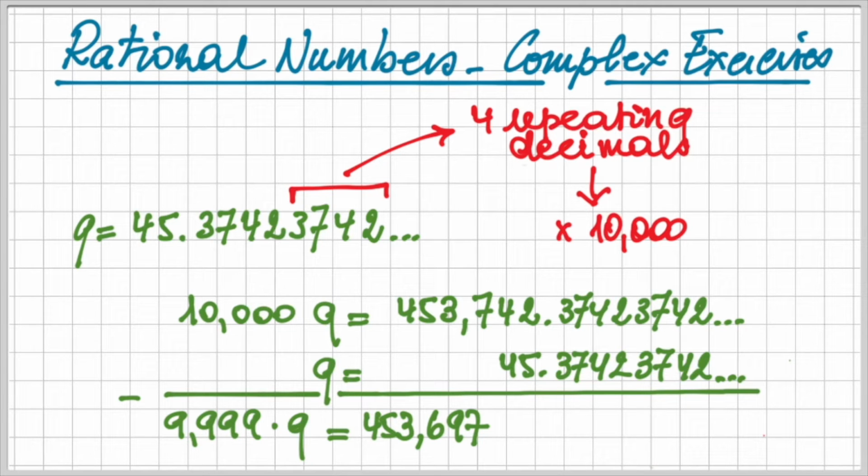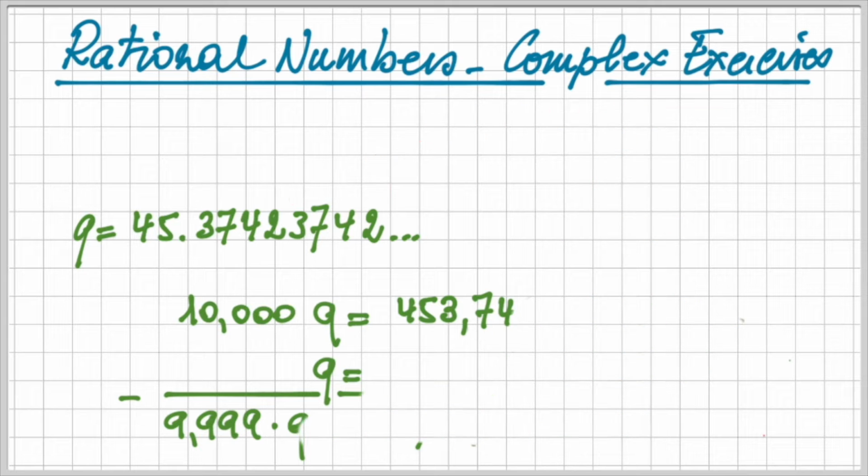9,999 times Q is equal to 453,697. When we write Q as a division, we can say that Q is 453,697 divided by 9,999. The same thing has to be done here.